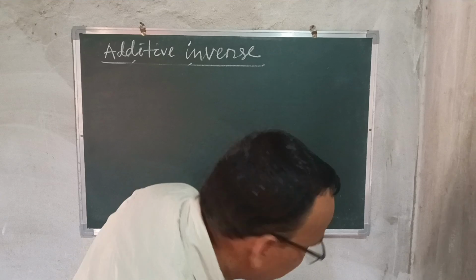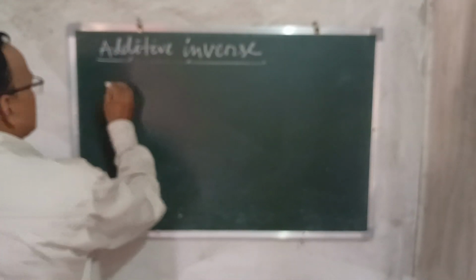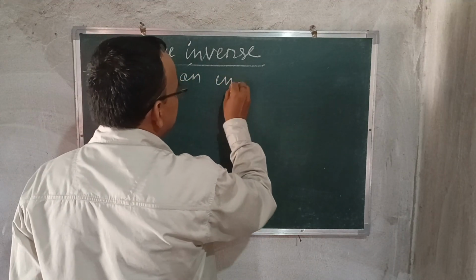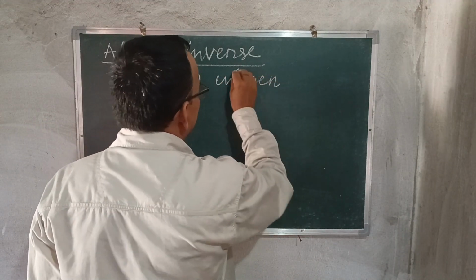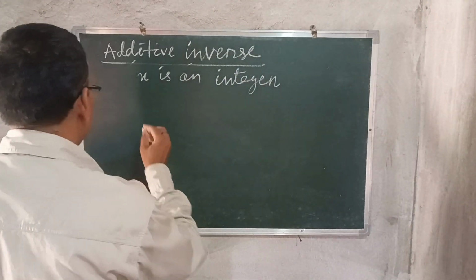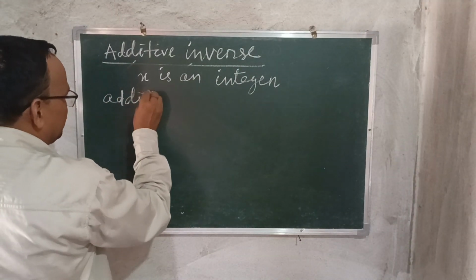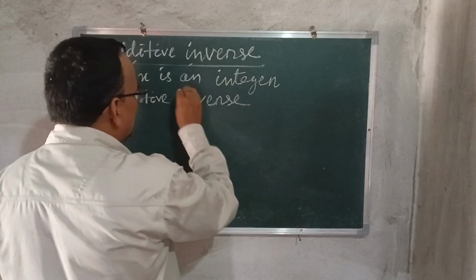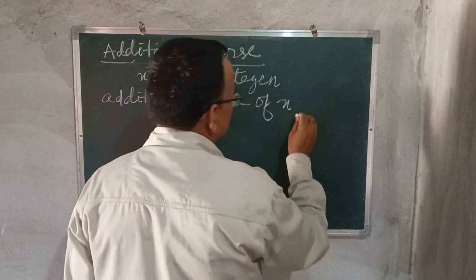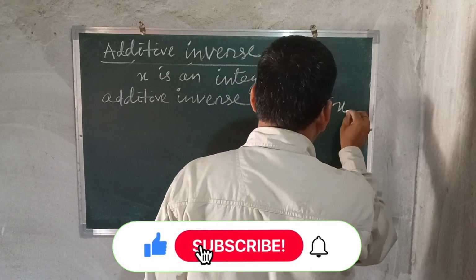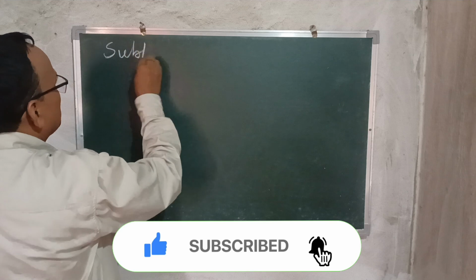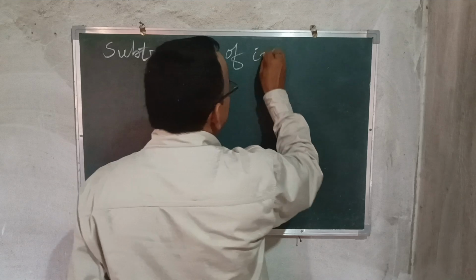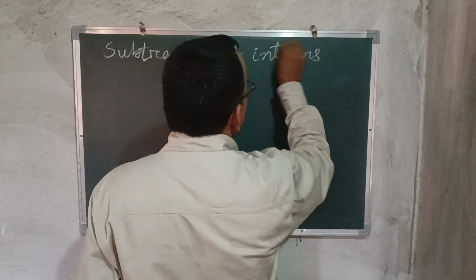And additive inverse of x: suppose x is an integer, then the additive inverse of x is equal to minus x. Then, subtraction of integers.